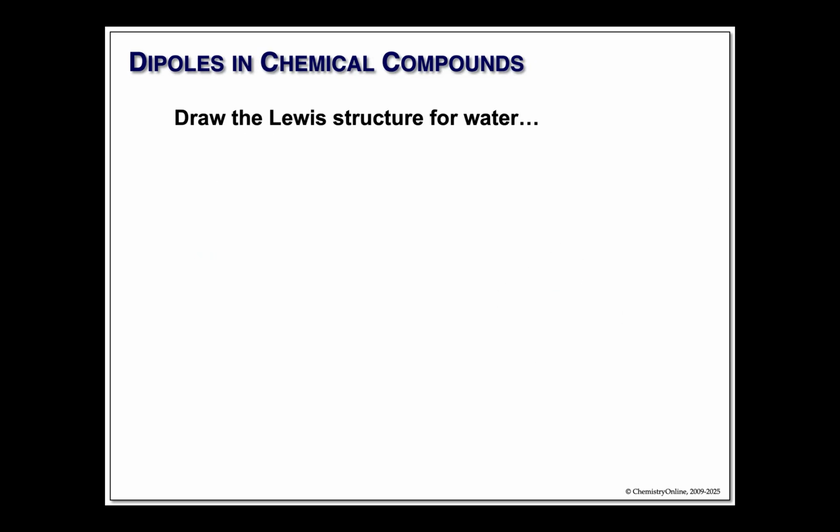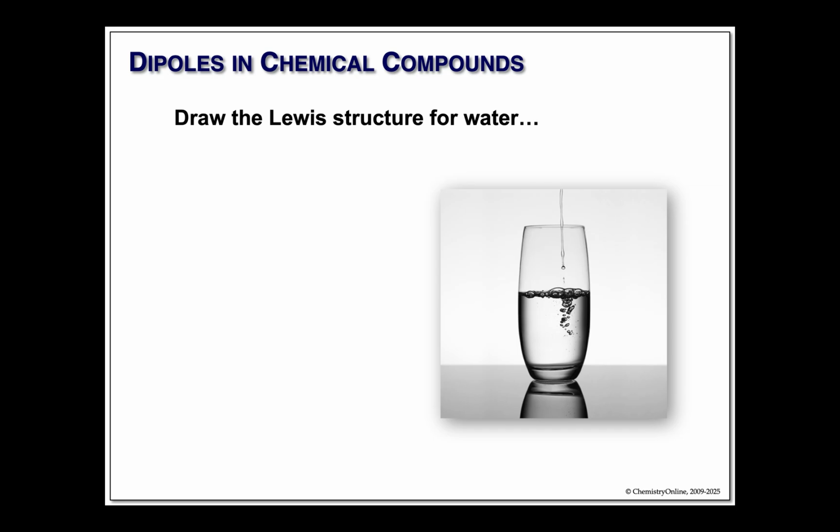Let's start off looking at the Lewis structure for water. Oxygen is group 6, 6 valence electrons. Hydrogen group 1, we need 2 electrons per bond, so let's put our 2 hydrogens like this. That is the Lewis structure for water.